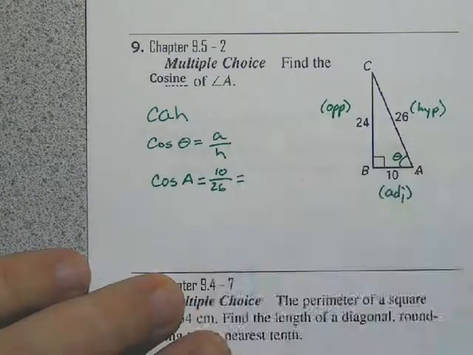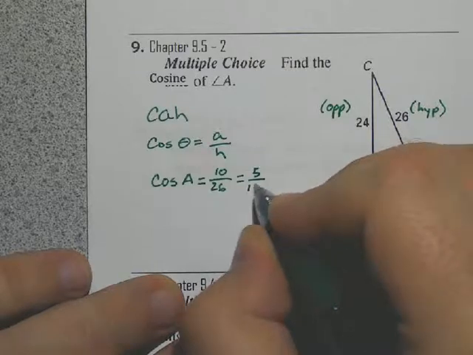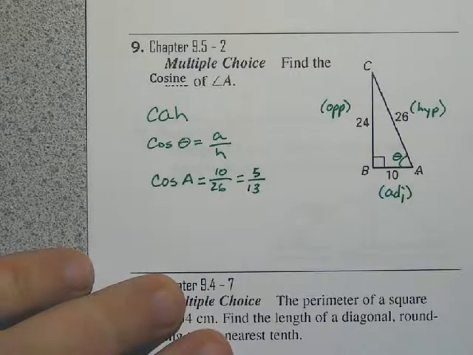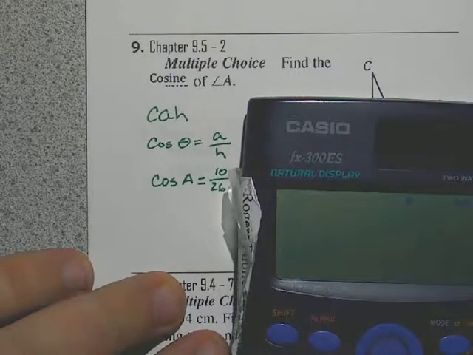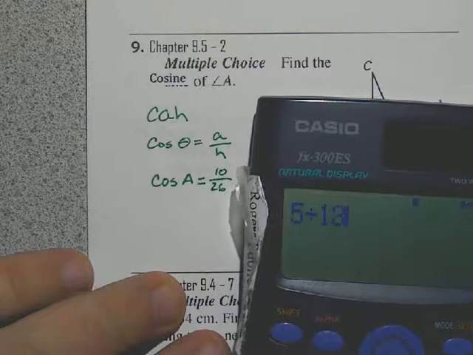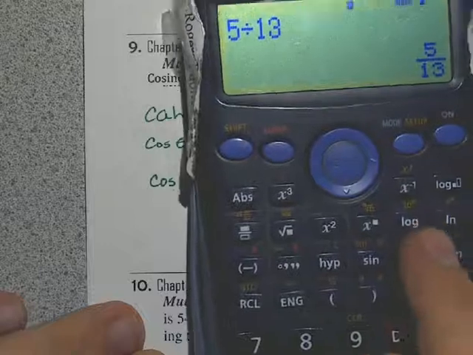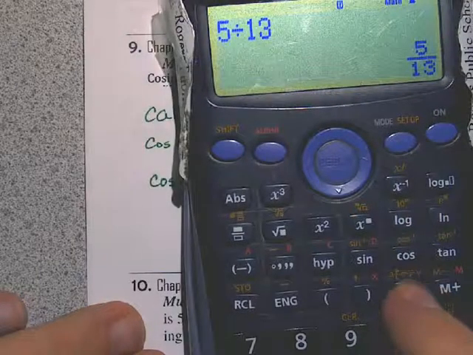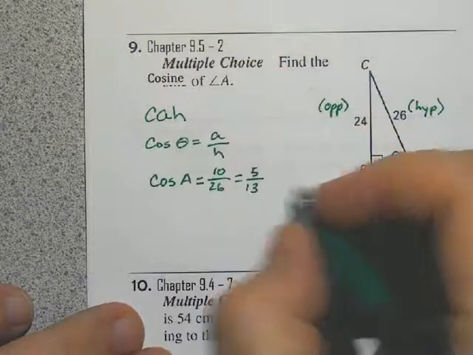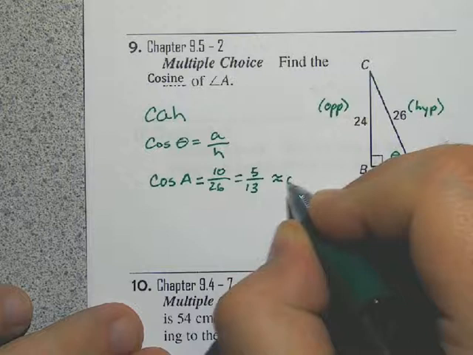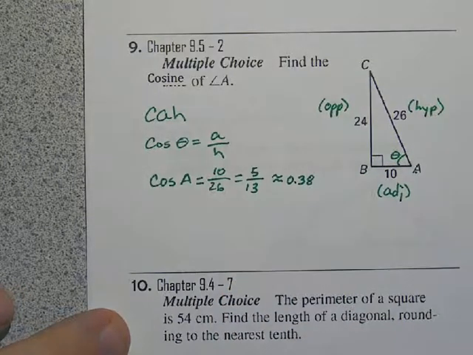And they may put it as 10 over 26. They also might reduce that to 5 over 13. And it's possible that they could put that in as 5 divided by 13 equals, and of course the calculator is going to give it to me as 5 over 13. So I got to hit this fancy little F to D button right here, or S to D, depending on your calculator, and it gives me a decimal 0.384. So it's approximately 0.38. Okay, moving on. The perimeter of a square is 54 centimeters.